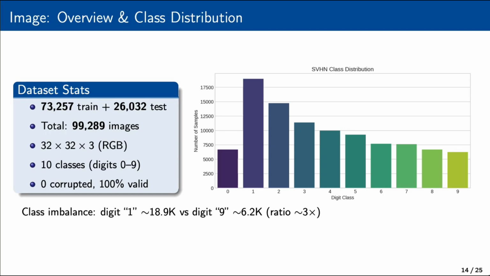However, there's a notable class imbalance. Digit 1 has approximately 18,900 samples, while digit 9 only has around 6,200, a roughly 2-to-1 ratio. This imbalance will need to be addressed in modeling, for example through class weighting or oversampling.